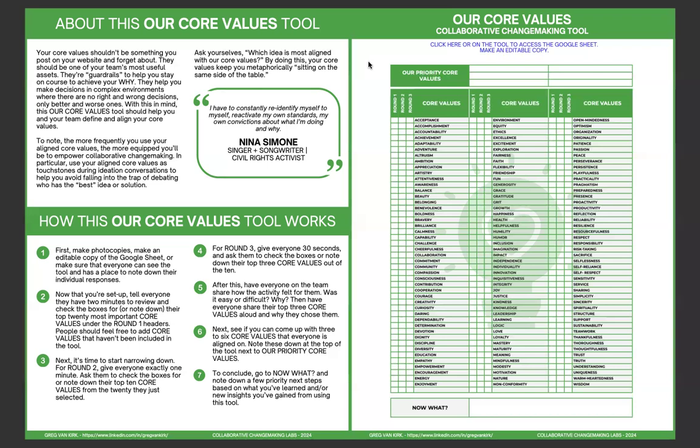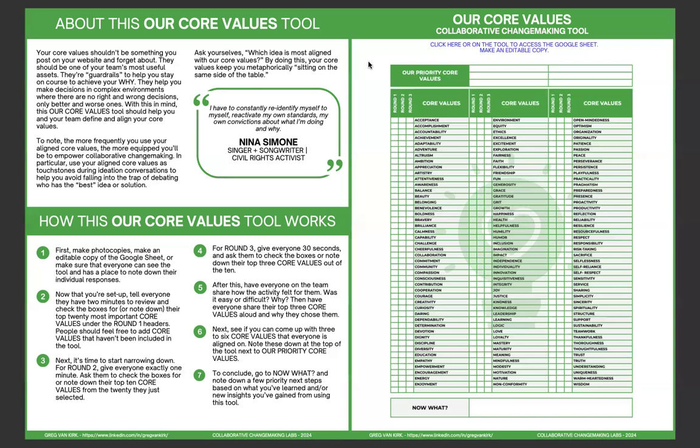And then next to round 1, people should feel free to add core values that haven't been included in the tool. There's a space for that down below, but if there isn't something here that's a core value, something that really matters to somebody, please add it. This is simply a guide, as always. Number 3, next it's time to start narrowing down. For round 2, give everyone exactly 1 minute.